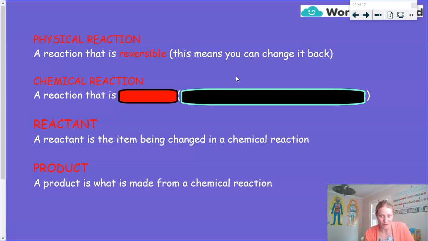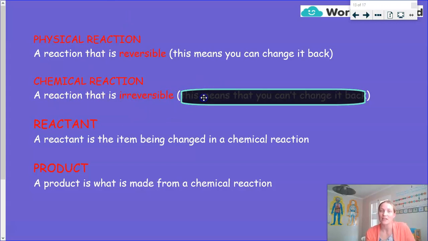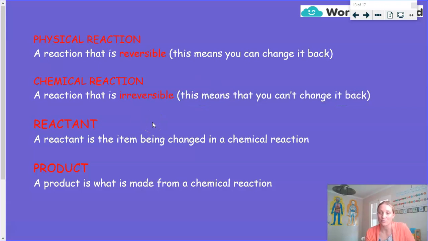The opposite of that is a chemical reaction, and that is a reaction that is irreversible. And this means that it cannot be changed back. So think of that frying egg. I crack open the liquid egg and I fry it. I am never going to be able to get that egg back into its shell in a liquid form again.